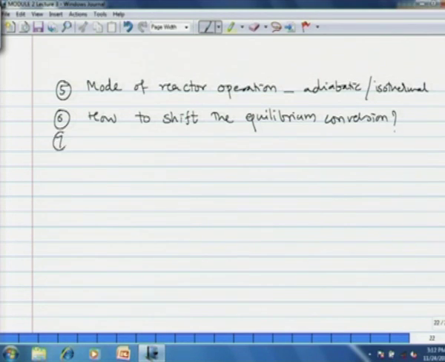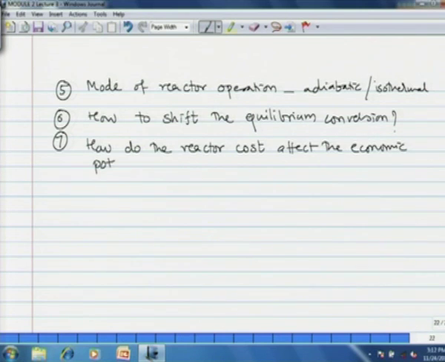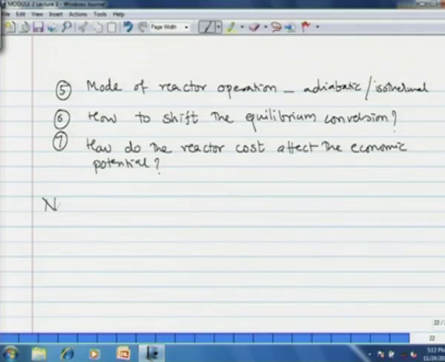And finally, we have to decide the economic potential, that is, how the reactor cost with recycle streams or with recycle structure affects the economic potential. Now, let us deal with these decisions one by one and with certain examples. Now, the first decision, that is, number of reactor systems.